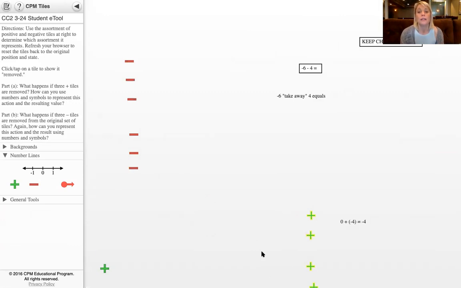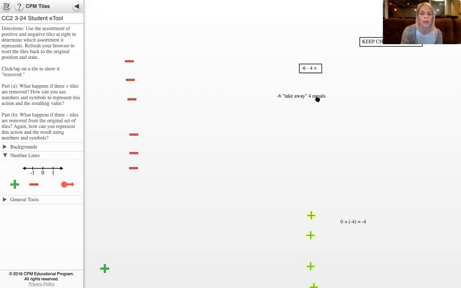Yes, you have to create 0 pairs. Now be careful here. You can't just add positive signs, because remember, when you do this, you have to make sure that this stays worth -6. You can't make this worth anything else. So the only way you're allowed to add to this picture is by making 0 pairs. You can't just add random tiles. It has to be 0 pairs.